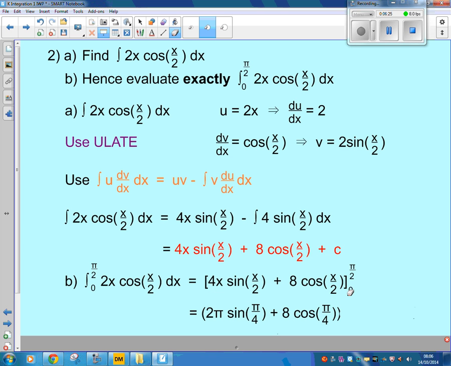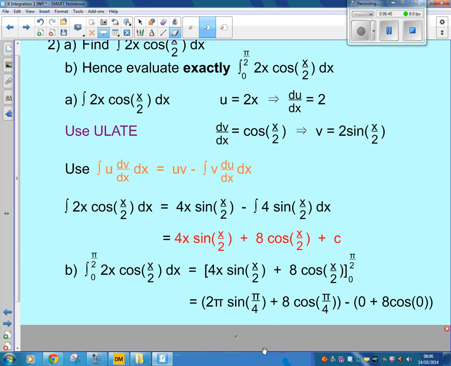Now we need to put the 0 in. Now when you put 0 in, be careful, it won't just always disappear. For the first bit it does, because 4 times 0 is 0. Okay, and then sine of 0 is also 0, so that's going to be 0. But here you've got 8 cos 0. Now cos of 0 is not 0, so you've got to include that bit, don't just forget it.